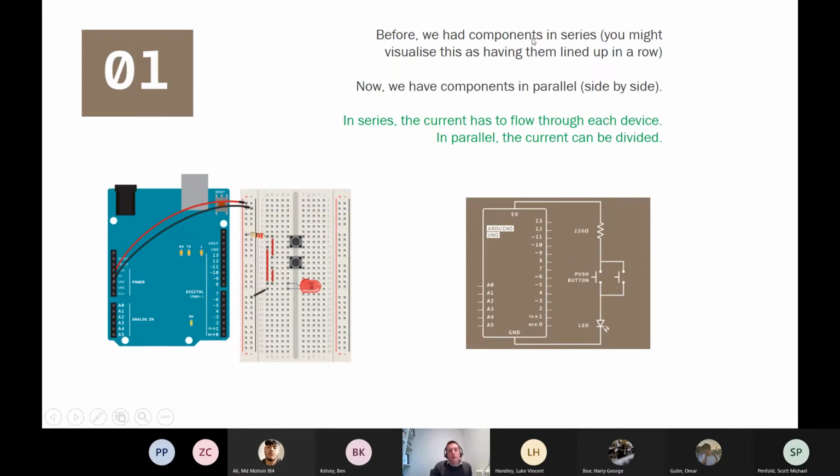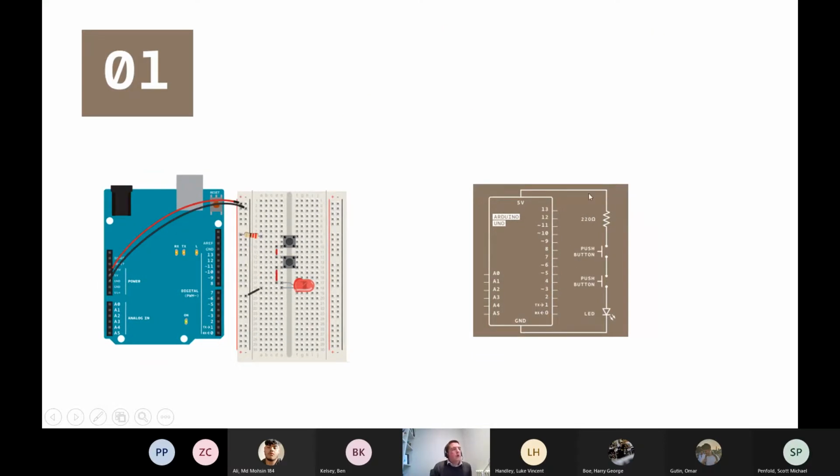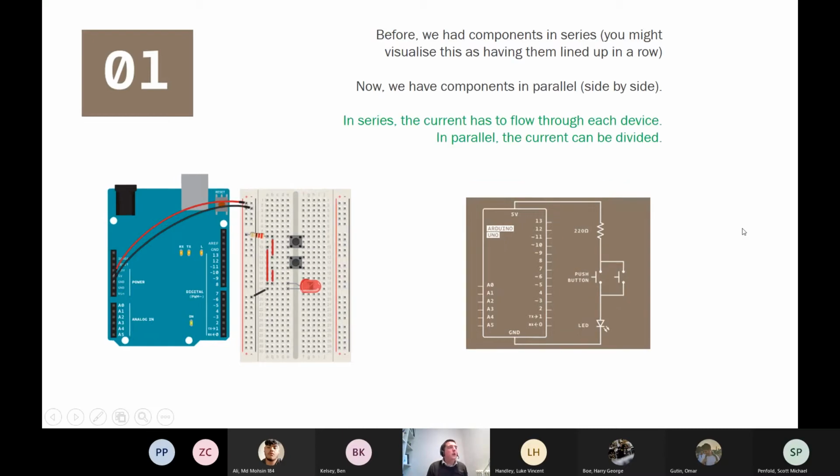So we call that what we had before, components in series. And, you know, sometimes we use this terminology anyway outside of electrical engineering. If things are in series, they're all in a line, and the current goes from one of them to the next and flows through them. And the alternative to series is parallel. And they're side by side like this, and the current can go through either of them.